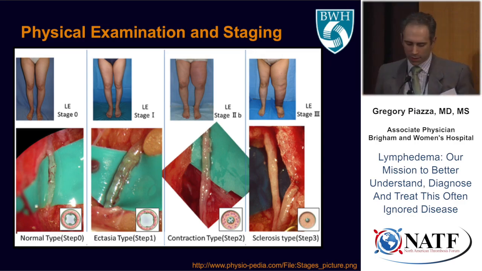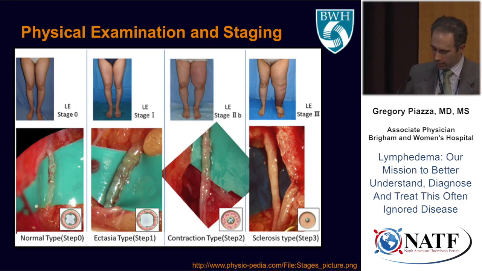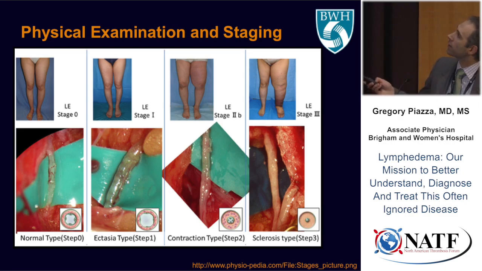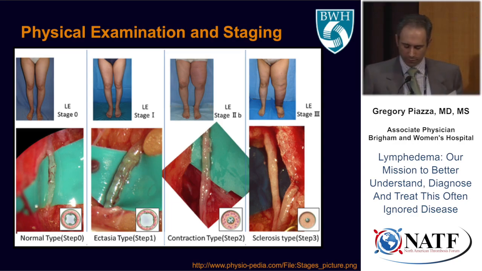Lymphedema can be staged according to its severity. Here we can see in a patient with stage 0 lymphedema, the lymphatics actually look normal. As we move to stage 1 lymphedema, we see that the lymphatics get dilated. As we move to more severe stage 2B lymphedema, you can see the swelling here. We get contraction of the lymphatics. And then finally, in the last stage, stage 3, the lymphatic vessel is all scarred down and fibrotic.